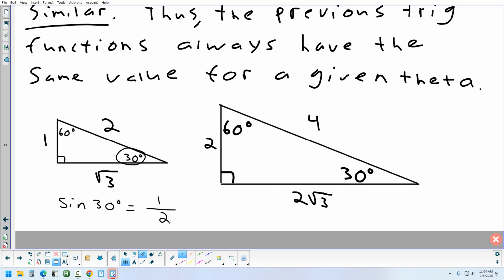Yep. Let's do the sine of 30 in a triangle that is twice as big. What side is opposite to 30 in the right triangle? 2. And the hypotenuse? 4. And what does that reduce to? 1/2. Perfect. 1/2 is always the sine of 30, regardless of the size triangle.